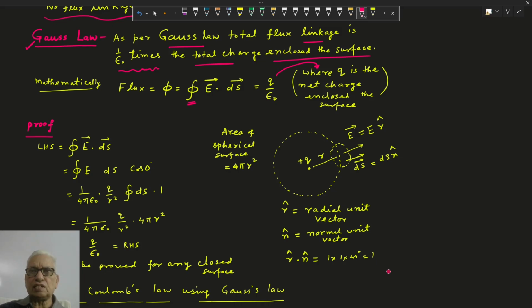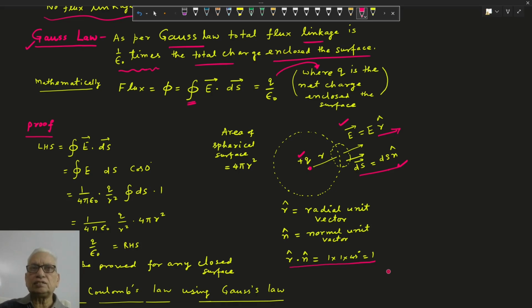The proof of this is, suppose we consider here at the center a positive charge q. We imagine a Gaussian surface, a closed surface of radius r here. As it is a positive charge, the electrical field is coming out, and this imaginary small area of cross section can be written as ds, the area ds into the normal unit vector. The electrical field vector can be written as E r cap. The angle between r cap and n cap is 0 degrees. So r cap dot n cap is 1 into 1 into cos 0, which is 1. The normal unit vector and the radial vector are both unit vectors, so the dot product is 1.